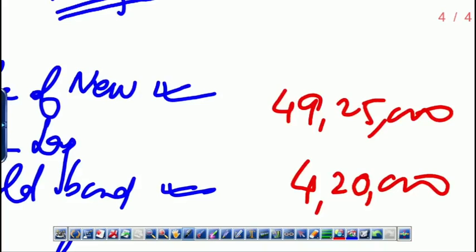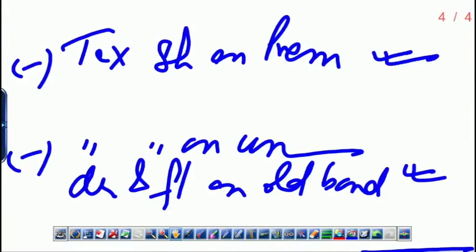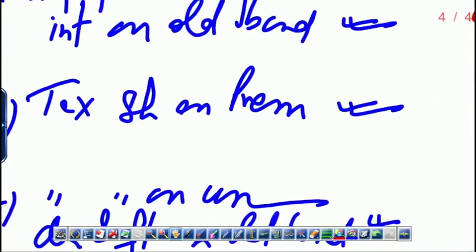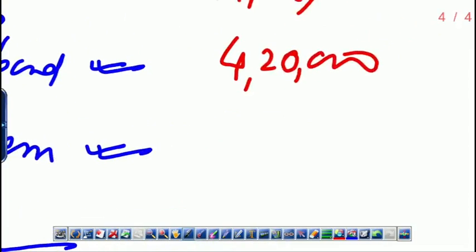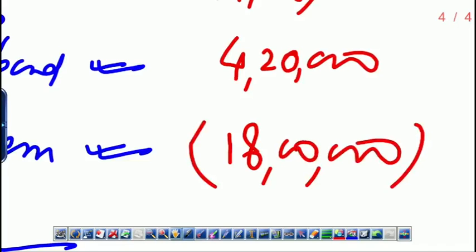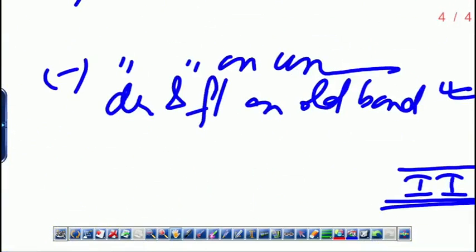Yeah, it is 4 lakh 20,000. Perfect. Now there are two tax shields we enjoy. The tax shield on the 45 lakh call premium: 45 lakh into 0.4, which is 18 lakhs. We are also going to enjoy the tax shield on the unamortized discount and flotation cost of the old bond.